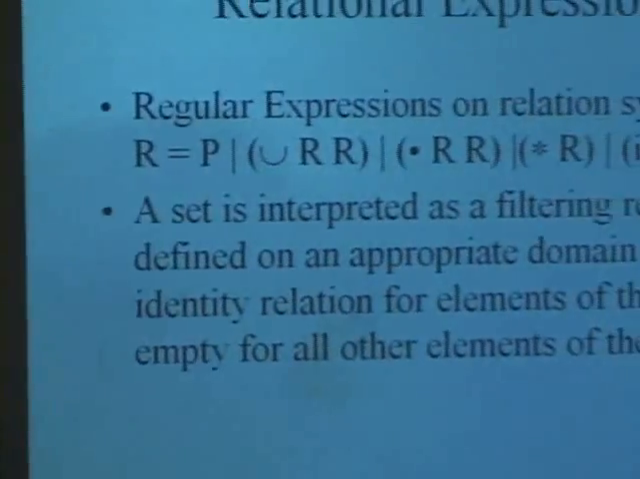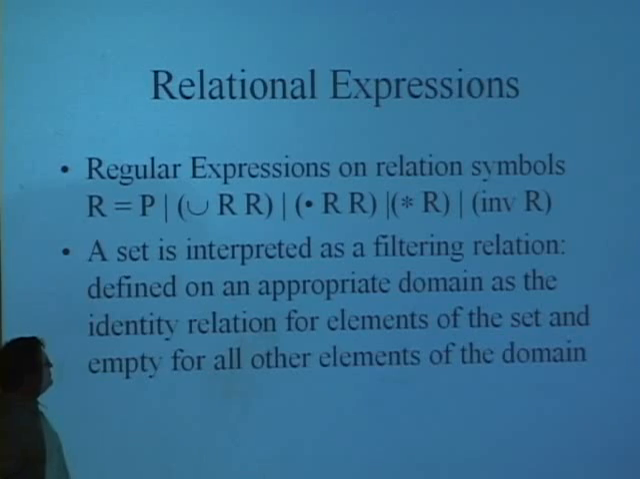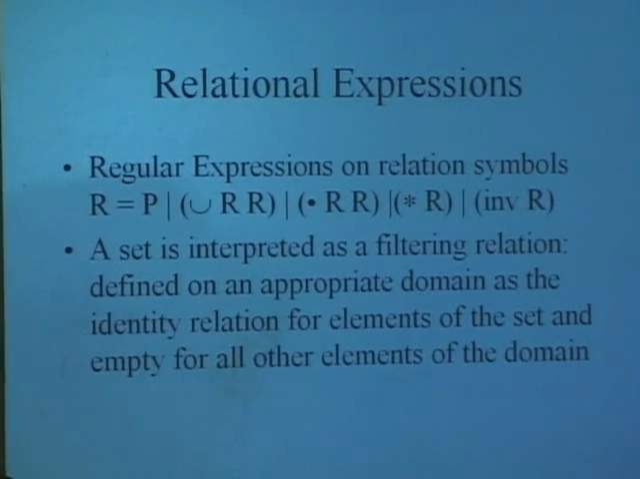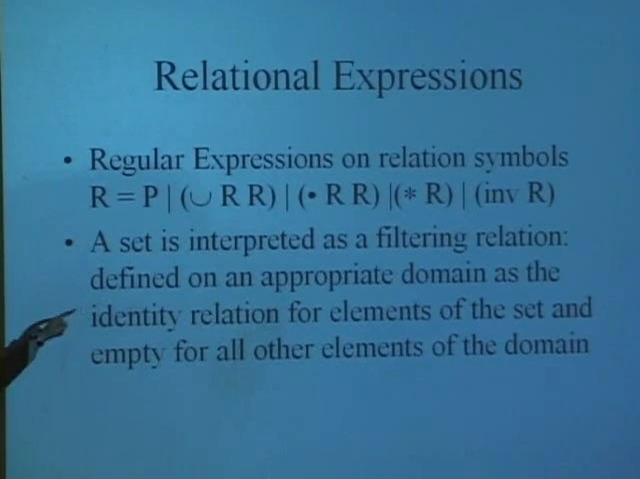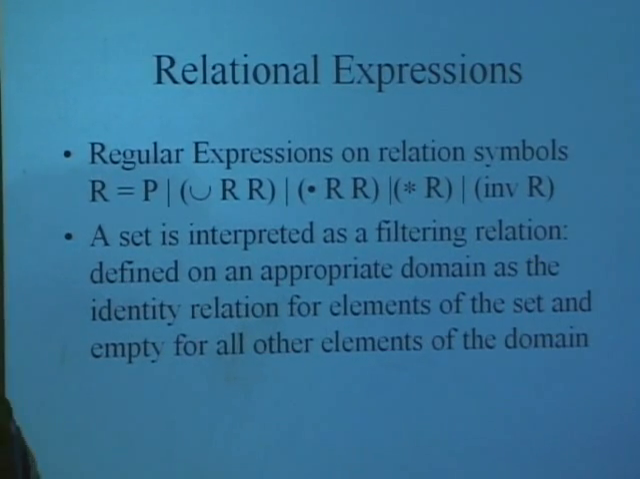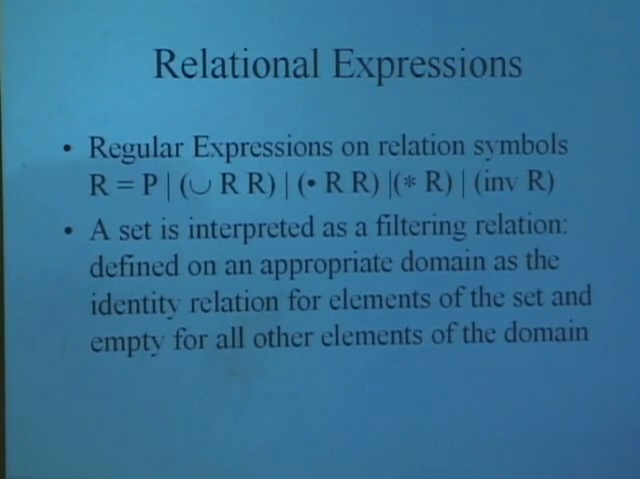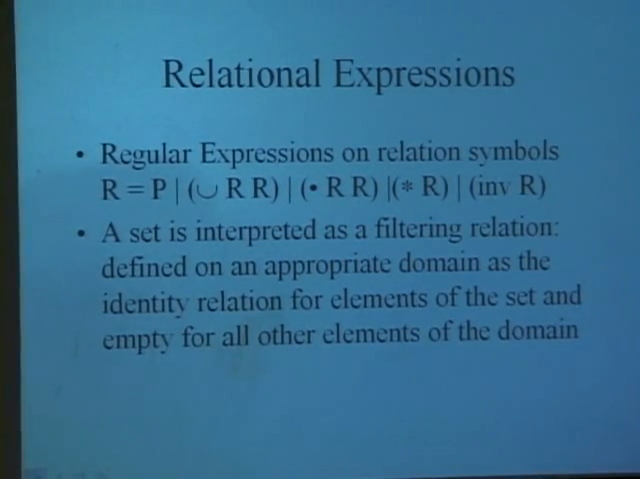The relational expressions we're going to be looking at are just these. It's just regular expressions, except for the inverse, on relational variables, right? In other words, we can have a primitive relation, a union of two relations, a composition of two relations, the transitive closure of a relation, or the inverse of a relation. These are for finite relations, that's why you can do the inverse. If you wanted to do infinite, you just drop that inverse, you'll be fine.